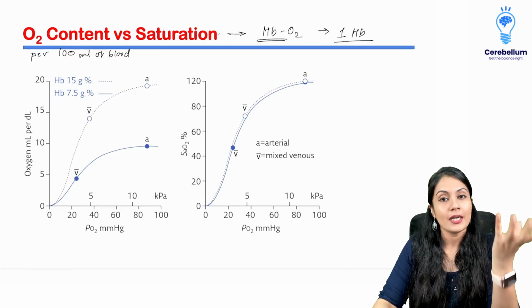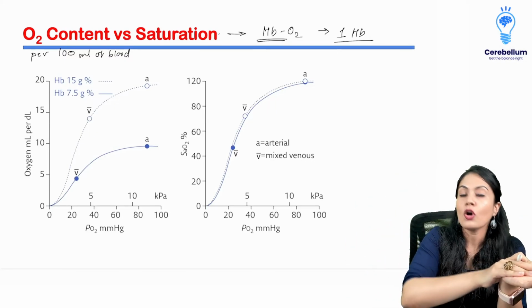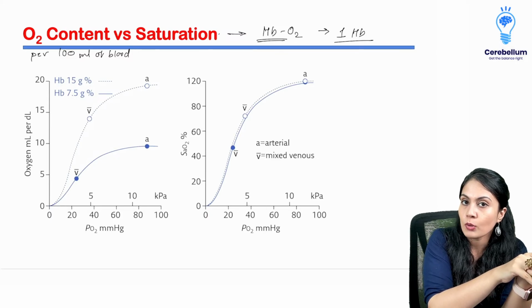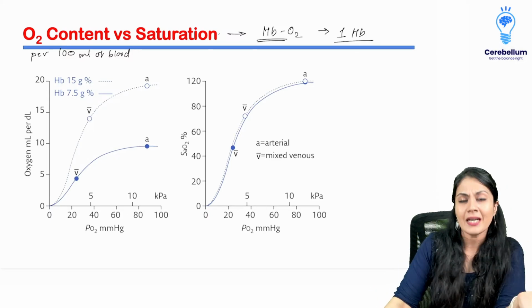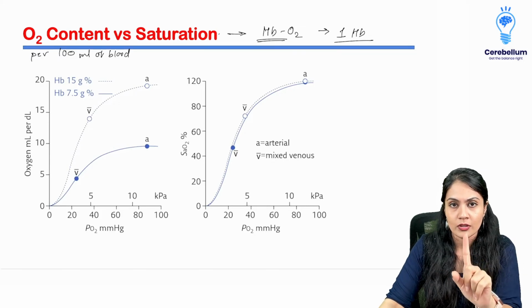If I'm talking about content, it means overall 100 ml of blood I'm taking, whether that be dissolved or the hemoglobin-bound oxygen, I'm going to take that. But mostly the hemoglobin-bound oxygen is going to carry. That's why that is the important thing over there.